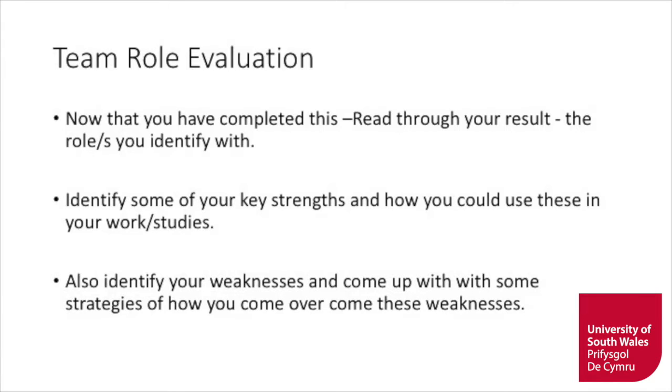And then from that, also identify some weaknesses and come up with some strategies to overcome these weaknesses. So, if you're more of a doer, coming up with more ideas or being more of a leader, whatever it is that you've come up with from looking at that team role evaluation, come up with those key strengths and how you can use them, and also identify some of those weaknesses and how you can work towards improving these.